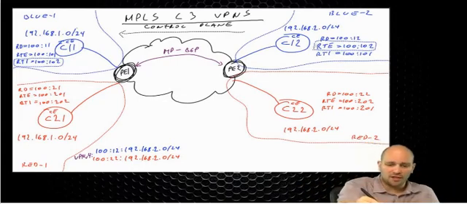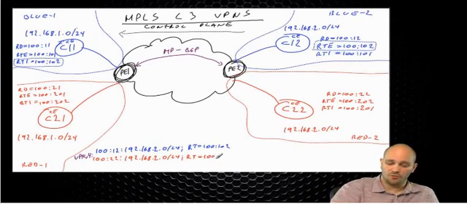Now, the route targets are carried on these routes. So on this route that goes from this side to this side, I'm going to have the route target of 100, 102, and on this side here, I'm going to have route target is 100, 202.